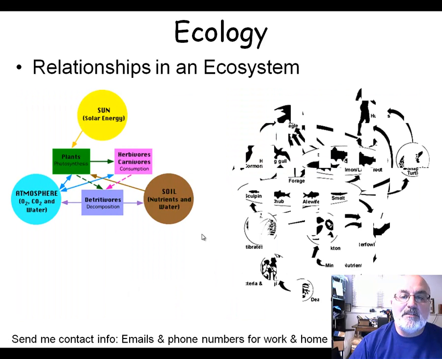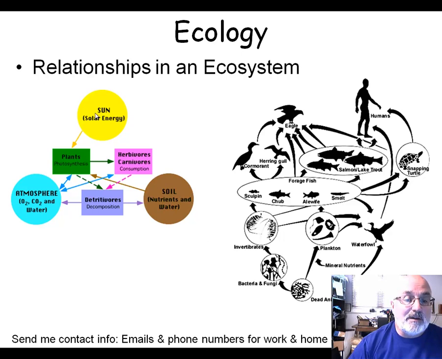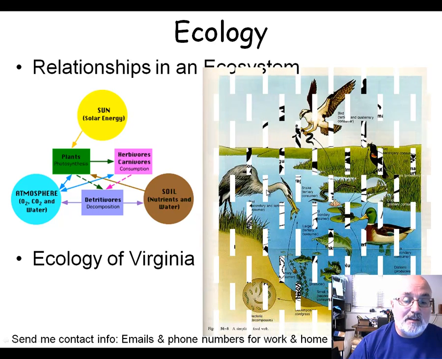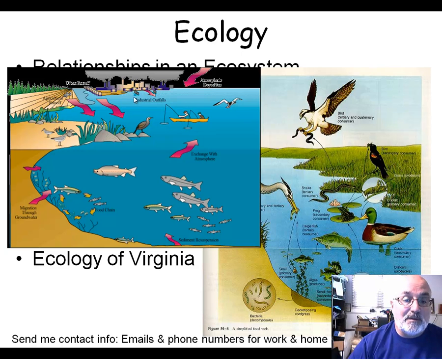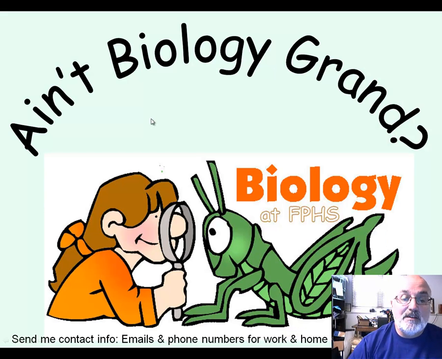with ecology, talking about relationships and ecosystems, talking about abiotic as well as biotic and how they are interrelated, how we rely on one level and all levels. Ecology of Virginia, where we talk about the Chesapeake Bay in its pristine condition, or the Chesapeake Bay with the addition of humans, which can change things. And then hopefully Ain't Biology Grand, biology at Forest Park High School.